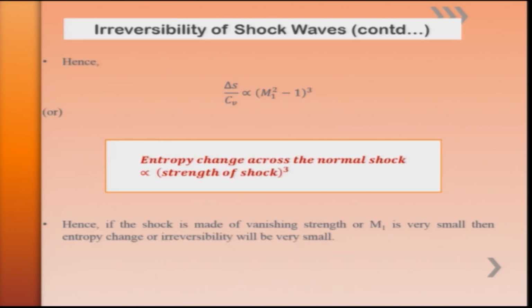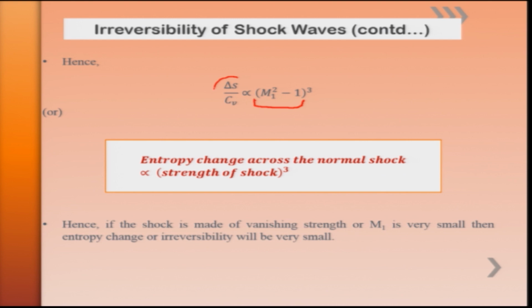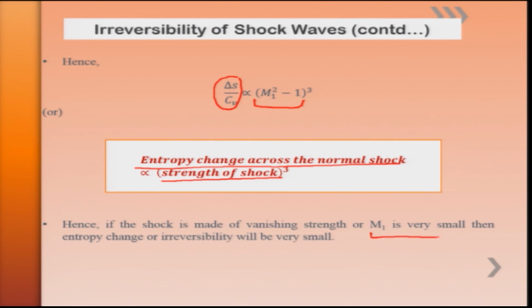That means for a given Mach number, that is for a given strength, the cube of this is proportional to the entropy change. That is, the entropy change across the normal shock wave is directly proportional to the cube of the strength of the shock. That means if you are really interested in decreasing the entropy, or the amount of disorder, inside a flow, you must decrease the shock strength as much as possible, and that can be obtained only when M1 is very small.